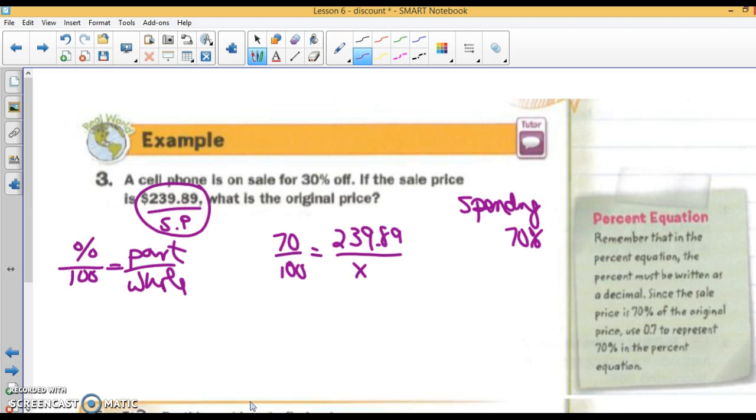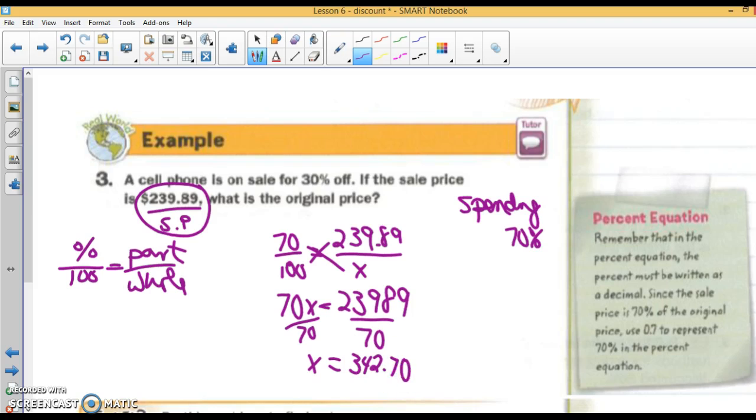So, we are going to cross multiply. Think about what we just set up. This number right here, $239.89, represents 70% of the final, or the original. The original is 100%. Okay, so cross multiply. 70x equals 23,989. Divide both sides by 70. And you end up with x is 342.70. Questions?